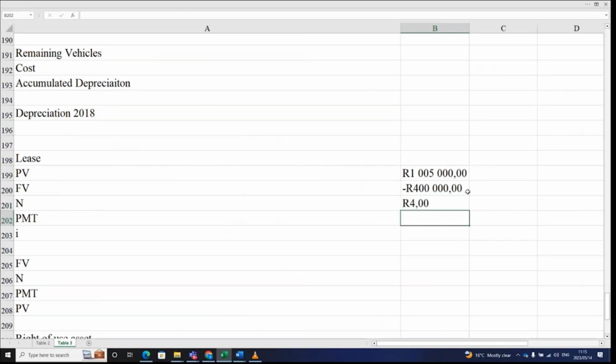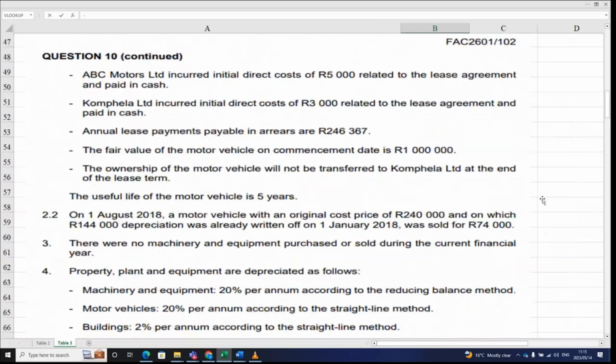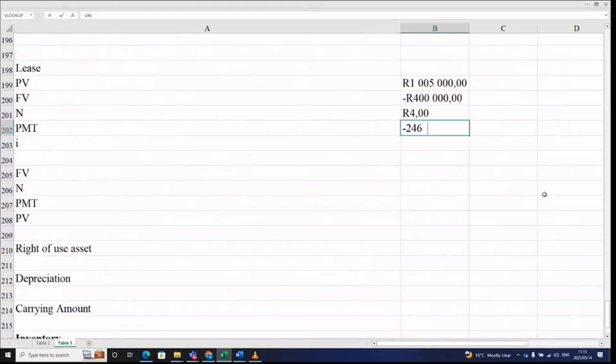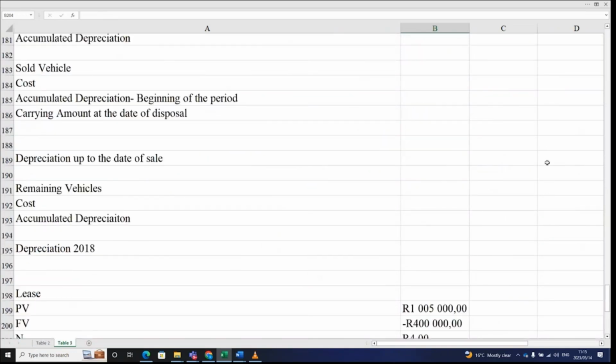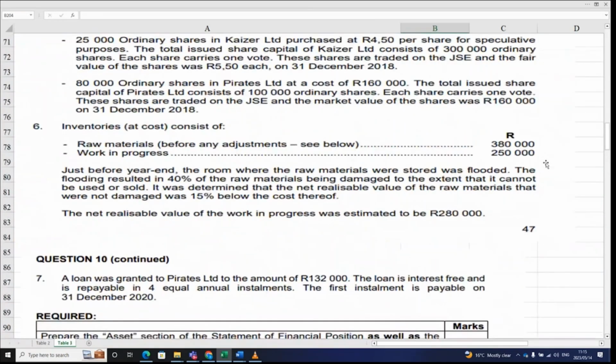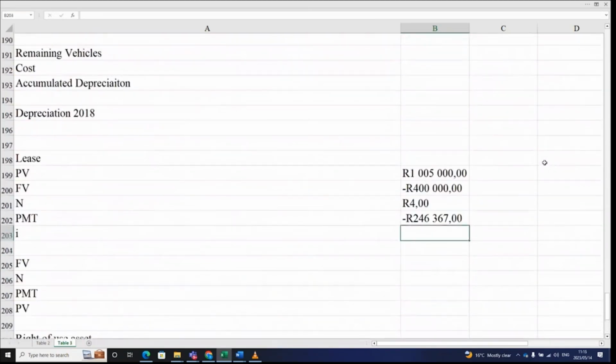Then the payment, I think at the top there it was 246,367. And then the interest is what we'll have to work out, which is the rate.